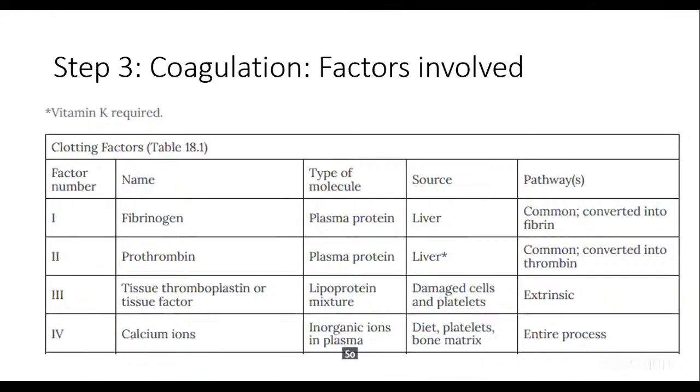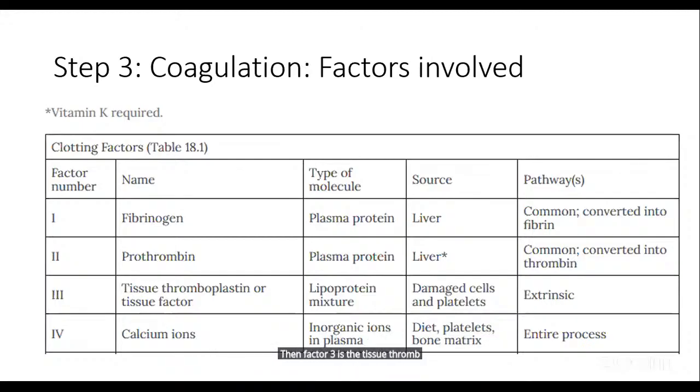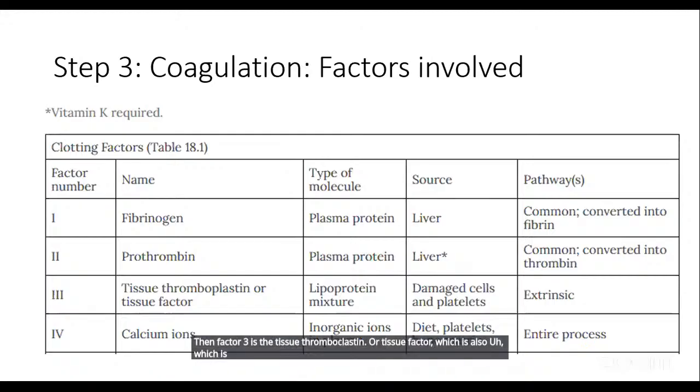So the clotting factors include factor 1, which is actually the fibrinogen, and it's a plasma protein primarily produced by the liver. And it functions in the common pathway, and it's converted to fibrin mesh. Then there is factor 2, which is the prothrombin. You also see it's produced by the liver. Then factor 3 is the tissue thromboplastin or tissue factor, which is also produced by platelets and damaged cells.